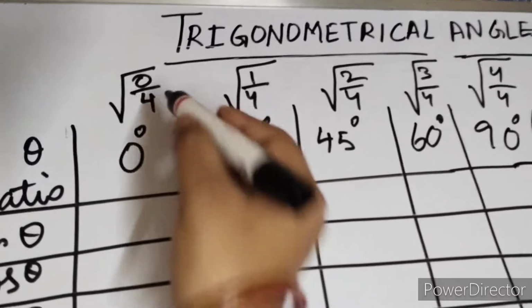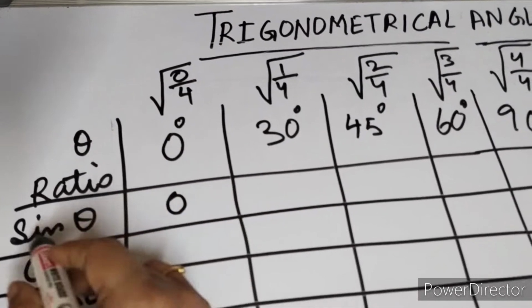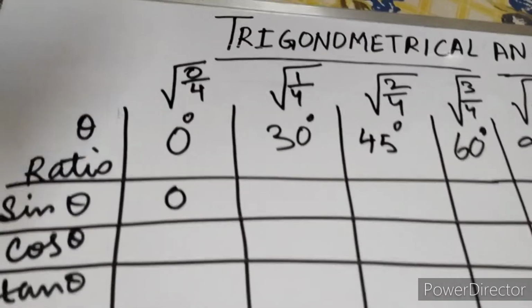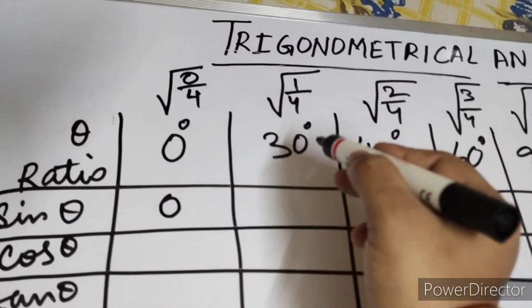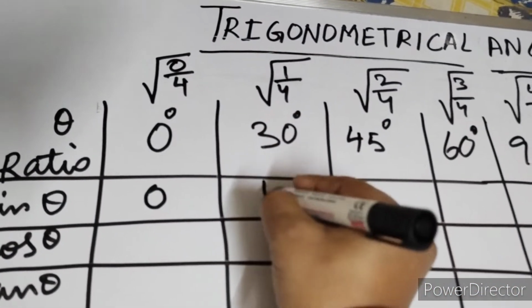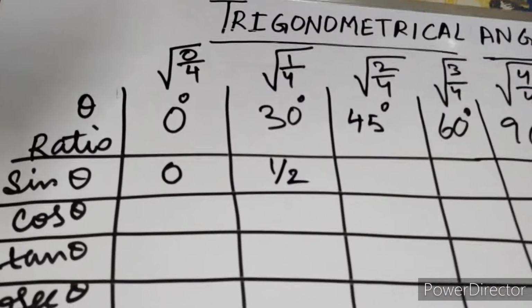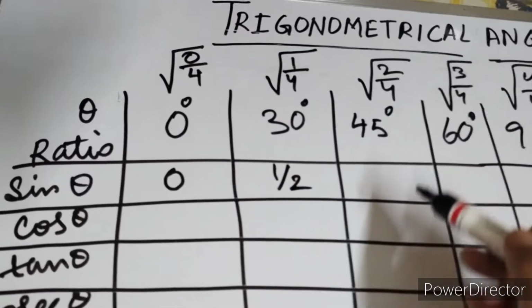Okay, so what is 0 by 4? It's 0. Root of 0 is 0. So our sine 0 is 0. Sine 0's value will be 0. Again, in case of 30 degree, it's 1 by 4. Root of 1 by 4 means 1 by 2. Isn't it? So sine 30 will be 1 by 2.